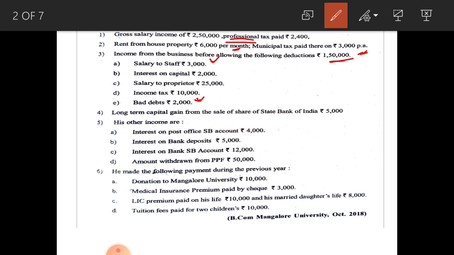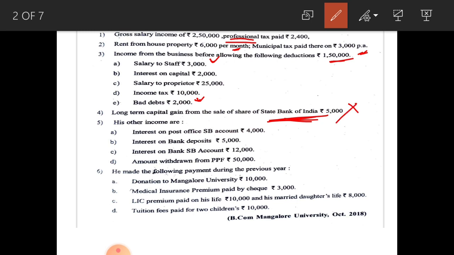Next one, see, long-term capital gain from the sale of share of State Bank of India. This one is exempted from tax. Remember this one. Any income from sale of share of State Bank of India is exempted from tax under section 10. Okay. So, you should not consider this one.